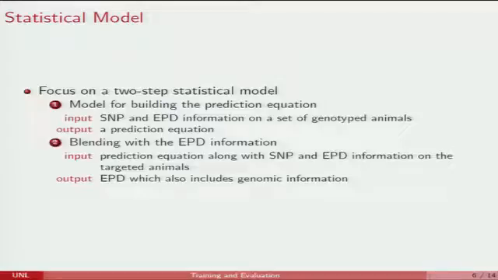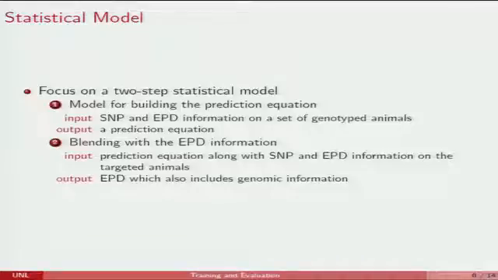Now, there are a variety of different statistical models that we can take a look at. We've got single step Bayes, we've got two-step, we've got Bayes C. I'm going to focus in on just one, the two-step statistical model, more for the fact that it's being used pretty commonly right now. Since it's a two-step model, it has two steps, 1 and 2. The first part is a model for building the prediction equation. It takes as input SNP effects, SNPs, and EPD information, so that's where the phenotypic information is coming in, on a set of genotyped animals, and it runs it through all these complicated things and basically outputs a prediction equation. Might be a good prediction equation, might be a poor prediction equation.